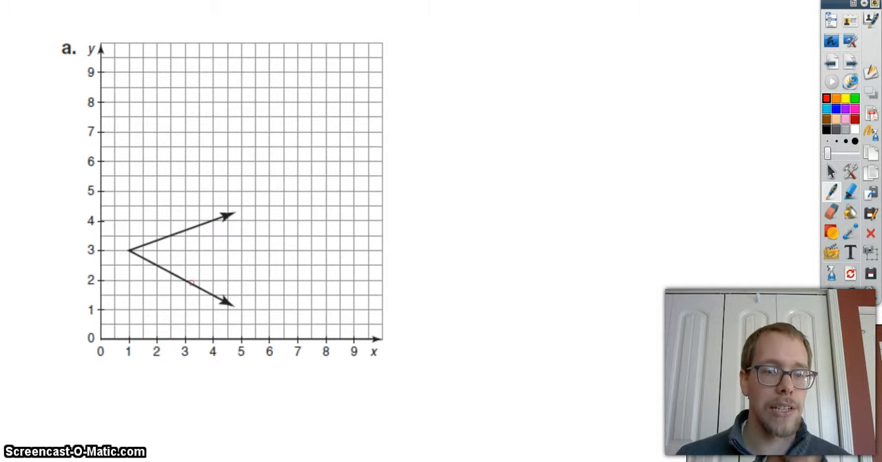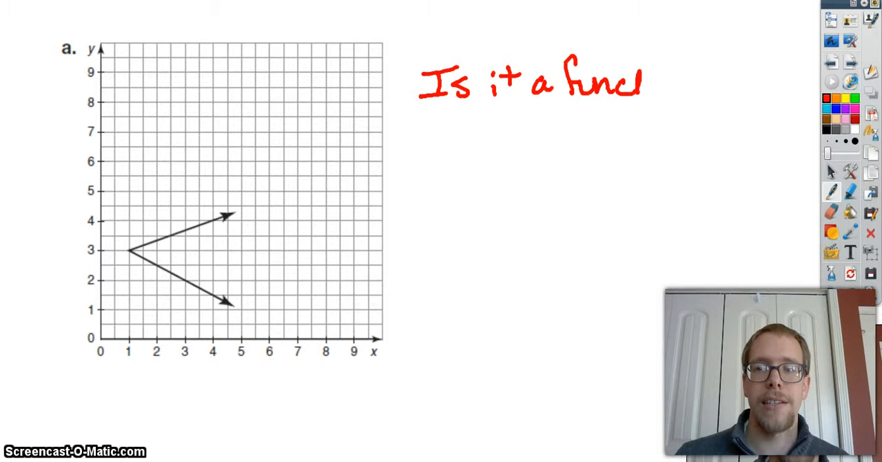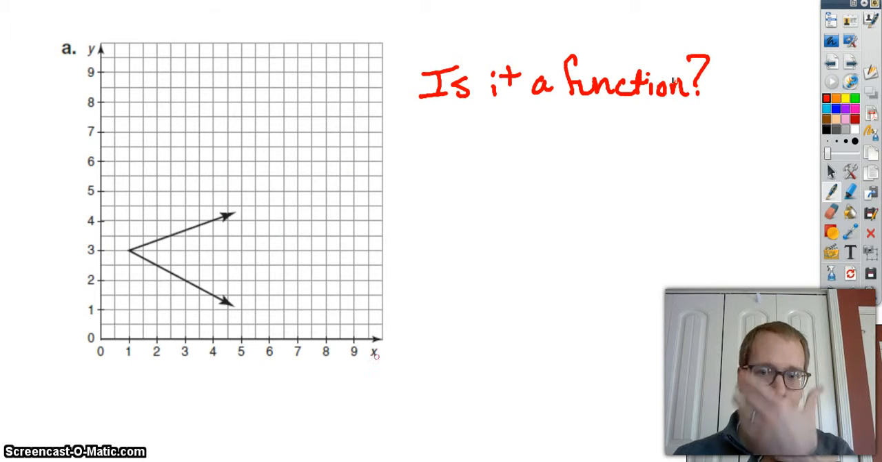Alright, so let's try the vertical line test real quick. Here we have some relation, some set of domain values, x, that result in some range of output values here, y. And what we want to know is, is it a function? Okay, is it a function? And here we're talking about, is y a function of x?